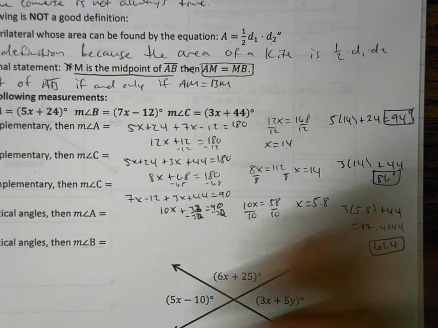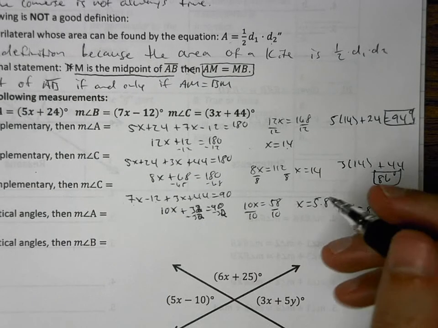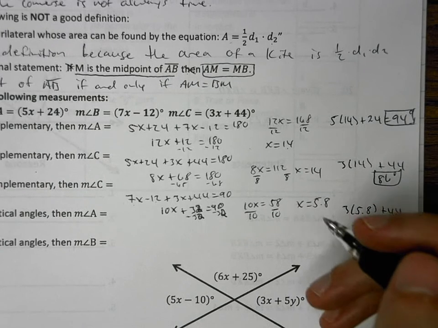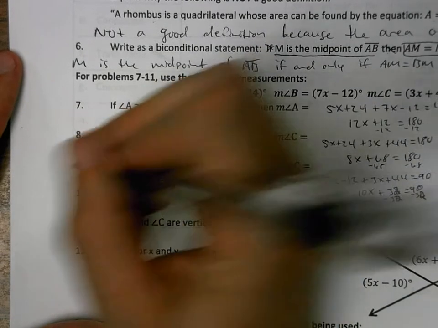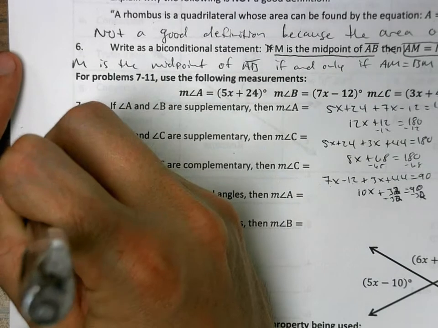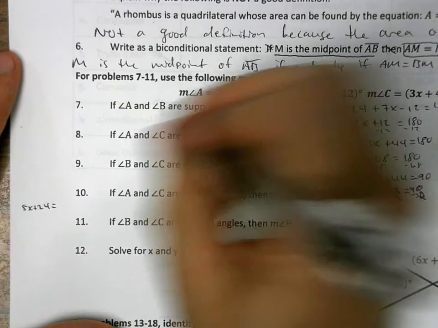Okay, for number 10, A and C are vertical. Solve for angle A. If they're vertical, that means they are equal. So I'm going to do this work over here. A and C are vertical, so 5x plus 24 equals 3x plus 44.